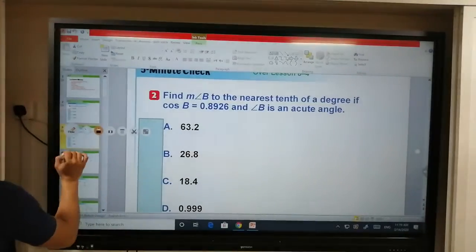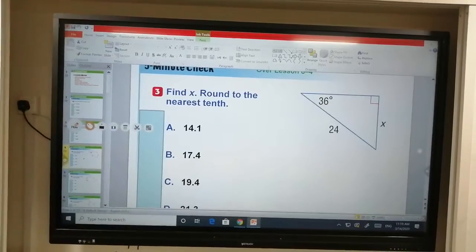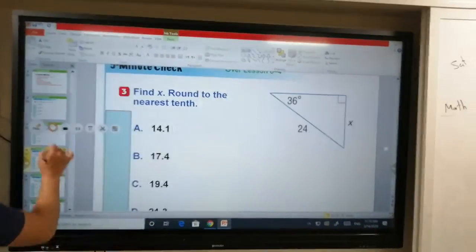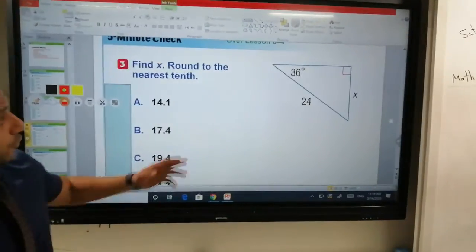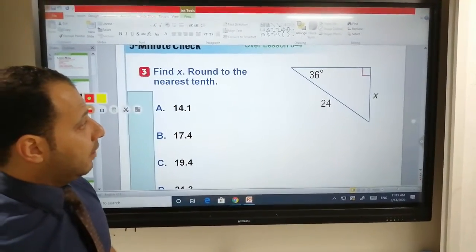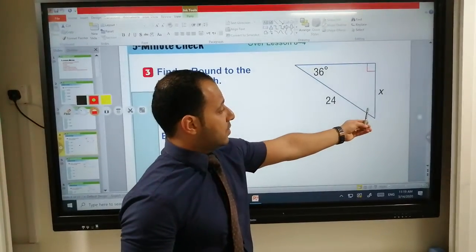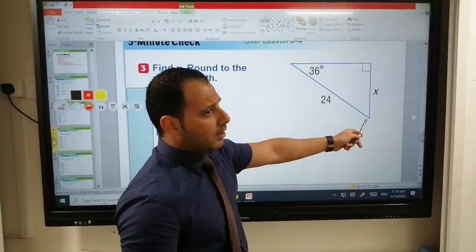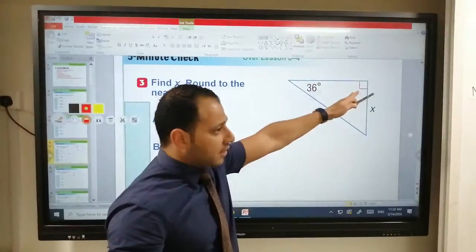example, which is talking about find the value of x. Pay attention. This is the third example and the last type of example. Okay, the last type, which is talking about find the value of x, round to the nearest tenth. And it gives you a triangle, as you see. It's a right angle triangle. The right angle triangle has one angle, which is 36. And this is the right angle, and this is the third angle, which is missing. We can get it by using the sum of measures of the interior angles of the triangle, which is 180.